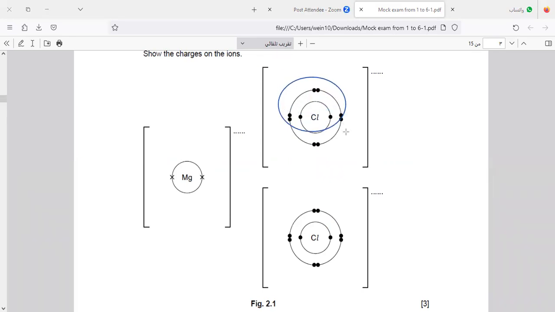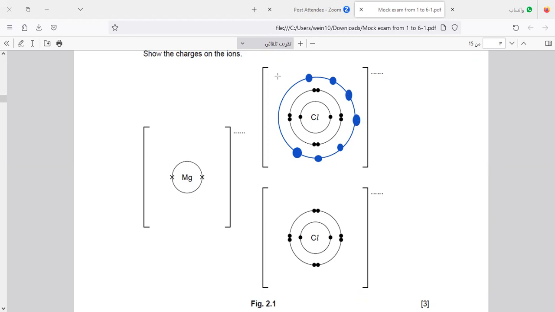This is the outer shell of chlorine. In the outer shell of chlorine, actually, it has 7 electrons. 1, 2, 3, 4, 5, 6, 7. How do you know 7 electrons in the outer shell? Because chlorine has 17. Its structure is 2, 8. I must draw the third one, 7.